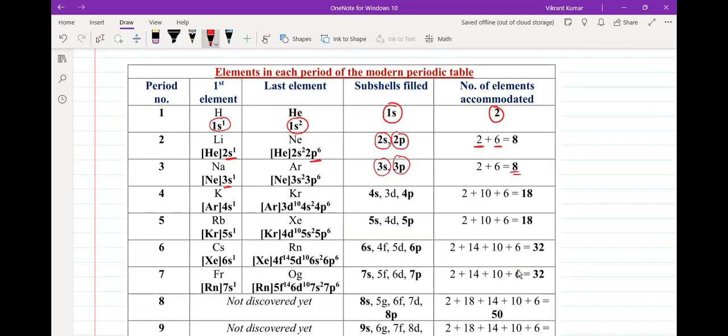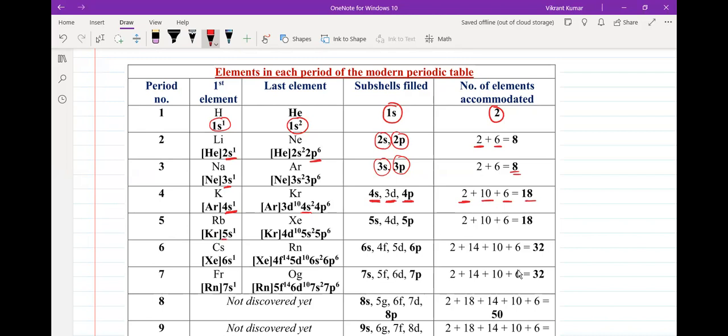Fourth period: now we come to the next period. We are starting at 4s. After 4s comes the filling of 3d, we know that. So it starts at 4s, then we fill the 3d and then the 4p. The capacity of 4s is 2. 3d has a capacity of 10 because it has 5 orbitals, so we can fill 10 electrons, and then 6 electrons for 4p. And that's why we have 18 elements in the fourth period.